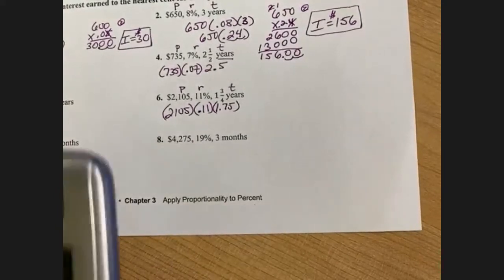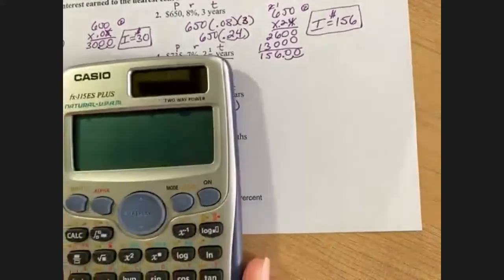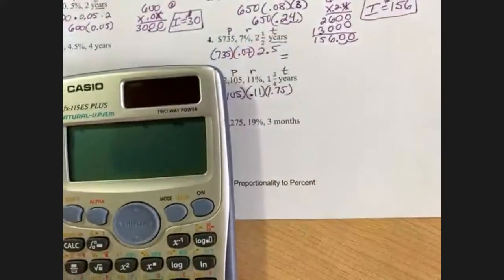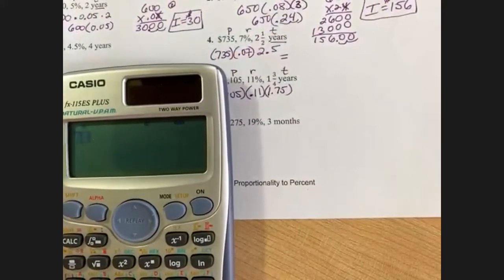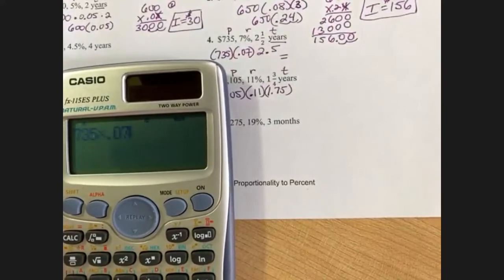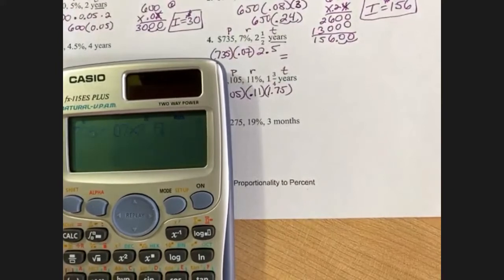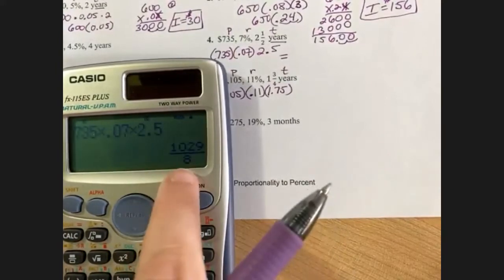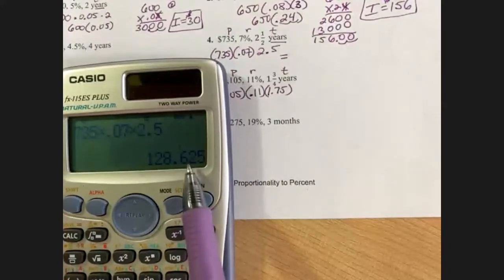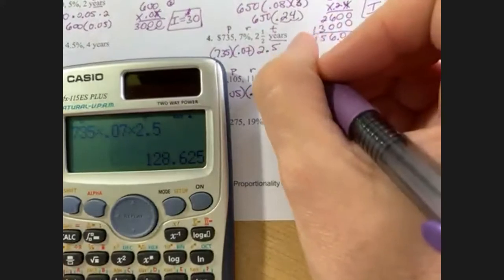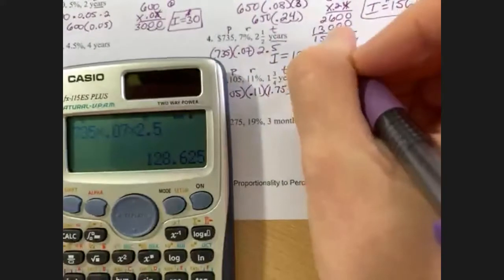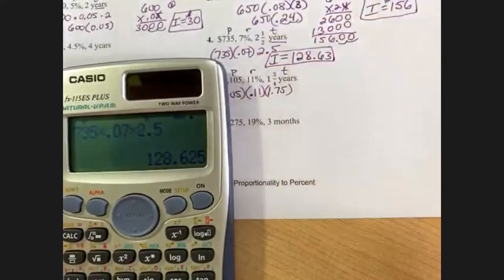Now, for the sake of time, I'm just going to go ahead and use my calculator here just to get the answers so that you can check it and make sure you understand your notes. I'm taking the $735 and multiplying by 0.07, and then multiplying again by the 2.5, and I wind up getting, on this calculator, I just have to change it to a decimal. So again, I'm going to round to the nearest penny. Always, always, always. So my interest here would equal $128.63 in interest that I would be making.